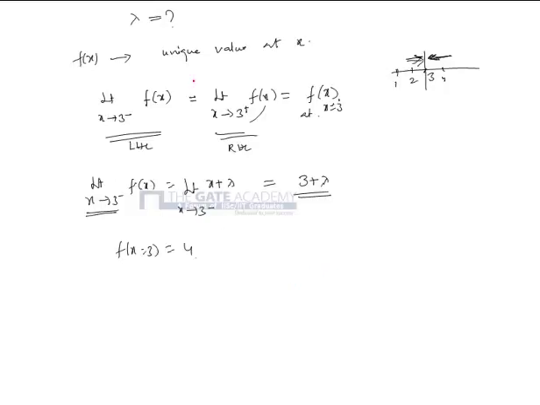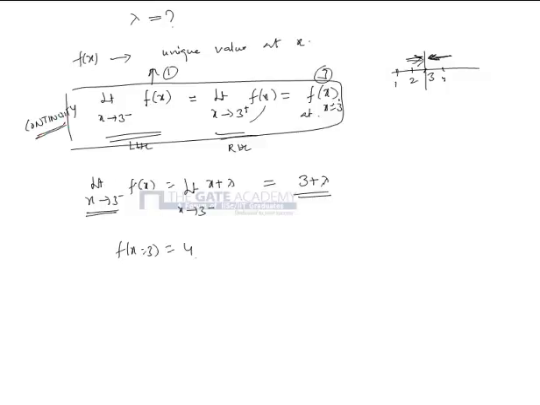So using 1 and 3, which we have evaluated, 1 and 3 have to be equal for continuity. This is the mathematical definition of continuity: the left hand limit and the right hand limit have to be equal to the functional value. So using 1 and 3 to be equal, 3 plus lambda is equal to 4, and lambda is equal to 1. So the answer is C. Thank you.